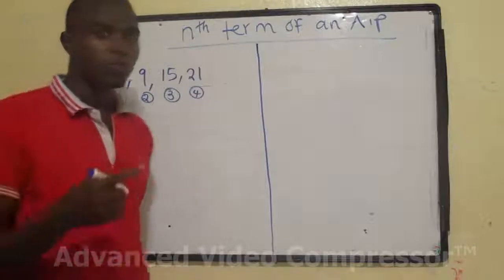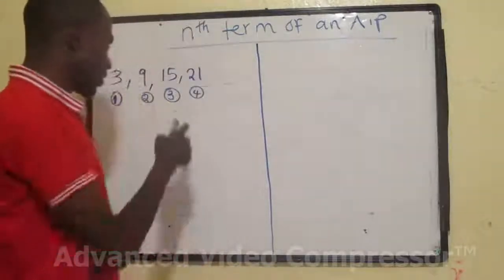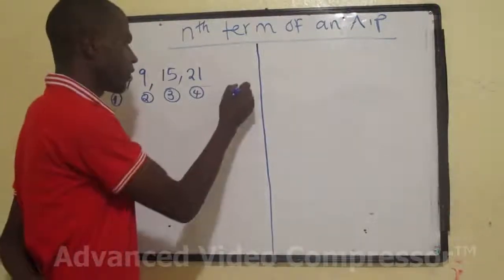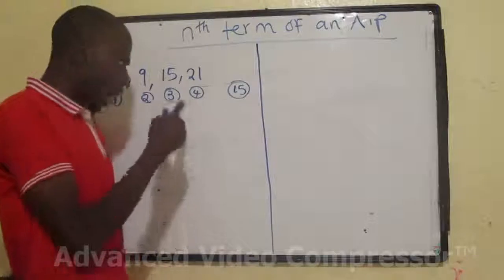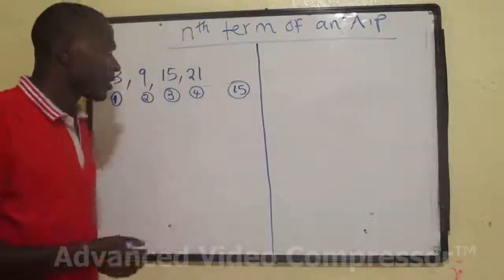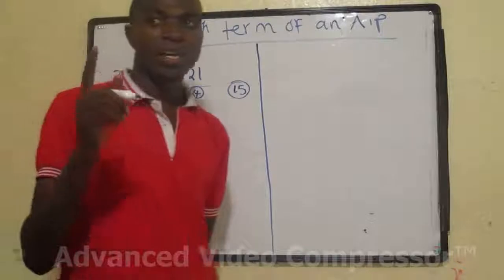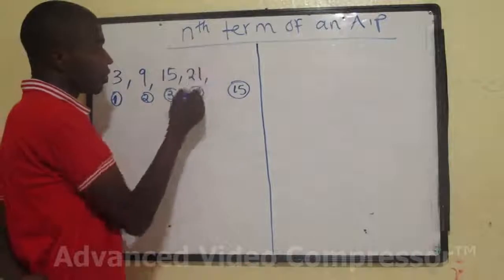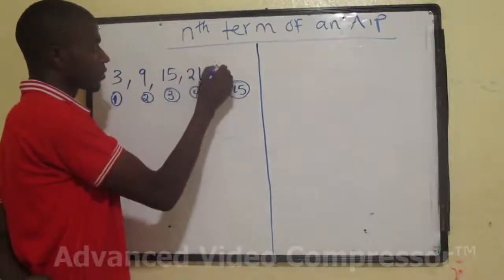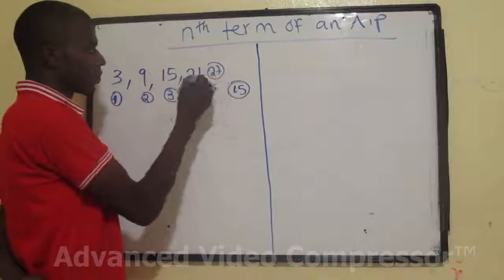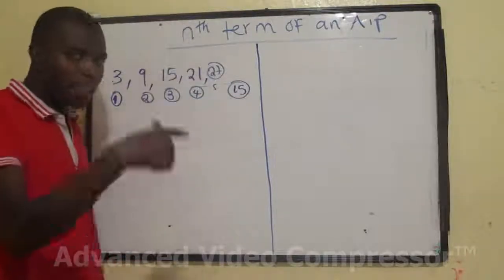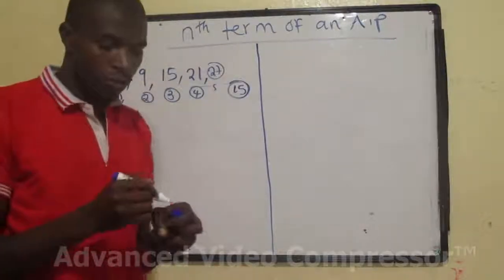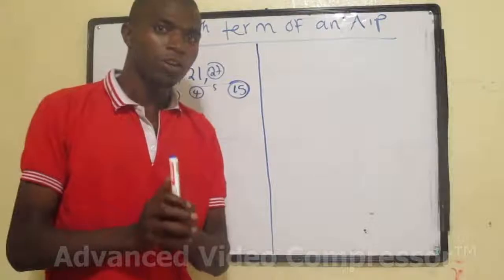Now, what if I was to change? Instead of saying term number 4, I say, can you find term number 15? Are you going to find it? Obviously, some people may say, yes, I can find it. Well, what I'm supposed to do is continue adding 21 plus 6. The answer is 27. This will be my term number 5. So I'll continue adding until I reach term number 15. To tell you the truth, that one will be somehow very difficult.